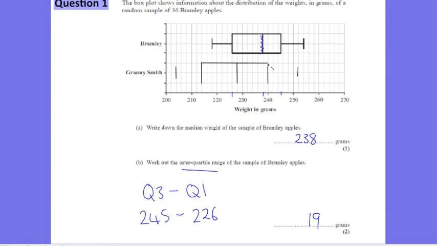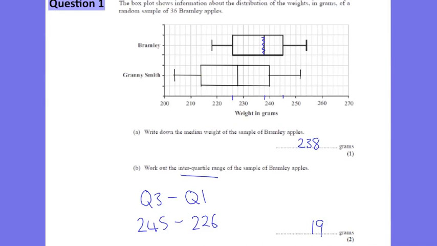Connecting these, the Q1 with the Q3, and extending here out to the largest and smallest value. Excellent. Okay, next question. We're asked to compare the distributions. We need to compare the Granny Smith with the Branbury. So first off, we're looking at the median. The first thing to compare the distribution is the median. Which one has the highest median? We can see here that Branbury apples have a higher median.